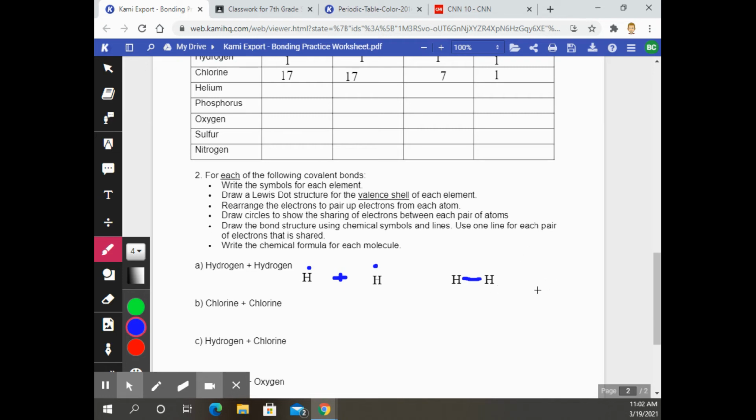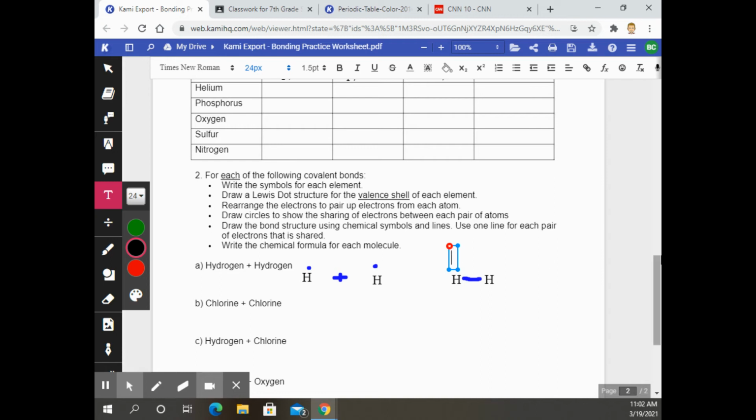So they fill their outer shell. However many electrons they need, that's how many bonds they can form. So my final equation is going to be H2. There's 2 dots, right? Because there's 2 hydrogens. This is before and after. This is showing the work, and this is showing the answer. Okay? Try to do the best I can.